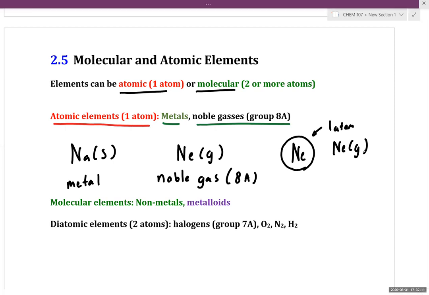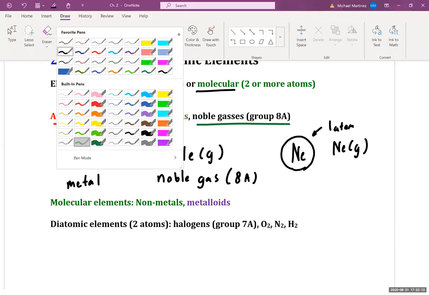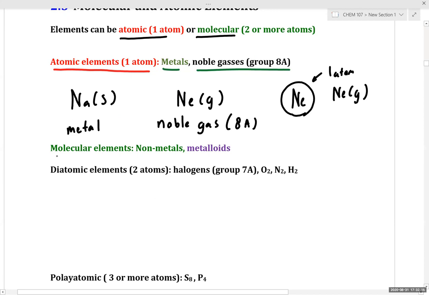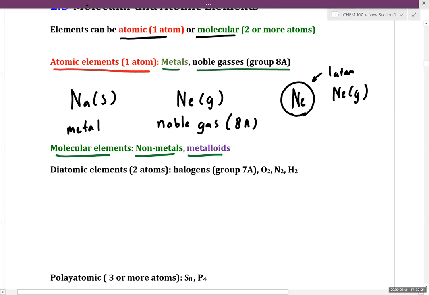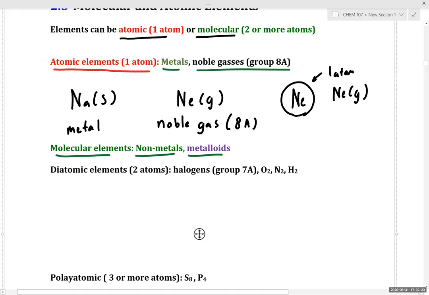Now let's look at our molecular elements. Our molecular elements are primarily our nonmetals as well as our metalloids. And there are different subclasses of molecular elements. The first of which are our diatomic elements, di meaning a prefix of 2. So diatomic elements have 2 atoms as part of their chemical formula. The major diatomic elements are your halogens, oxygen, nitrogen, and hydrogen.